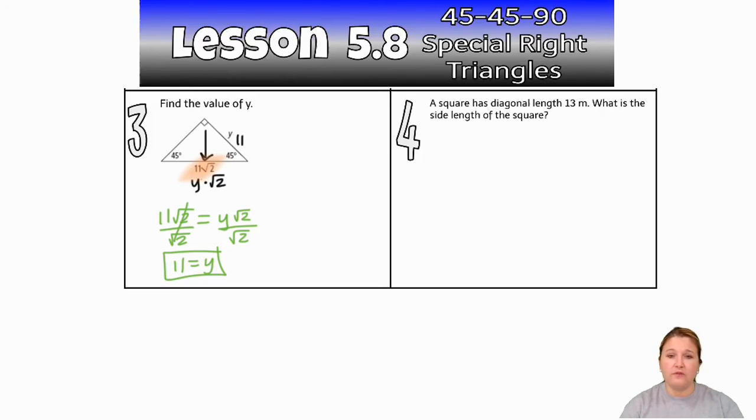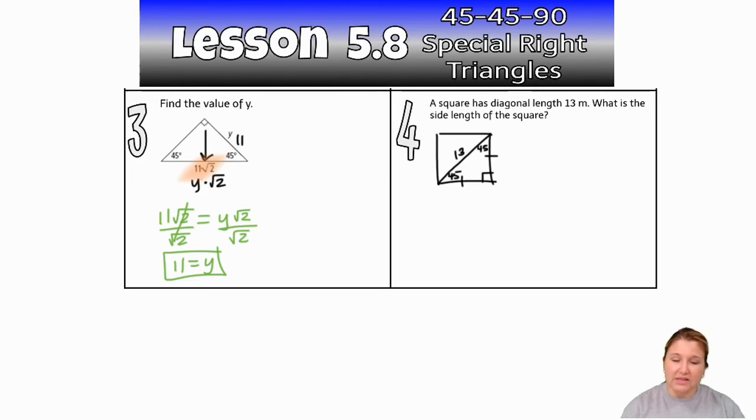All right, so number 4, you'll notice here does not give you a picture, so we're going to need to draw it. It says a square has a diagonal of 13 meters. What's the length of the square? If you'll remember, a square has all of the sides the same length. So we have a right triangle here because a square has 90-degree angles, and we have our special right triangle since we know that the side lengths are the same. So the hypotenuse, basically it says the diagonal is 13.